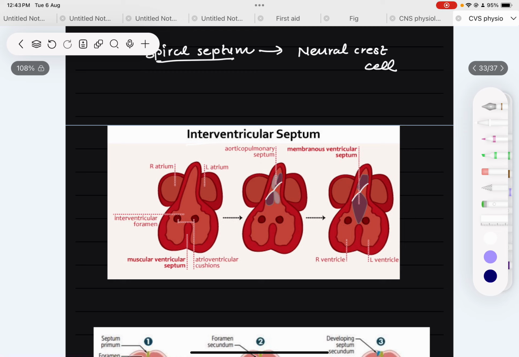As you can see here, this is the aorticopulmonary septum, which is a spiral septum in the sinus venosum.